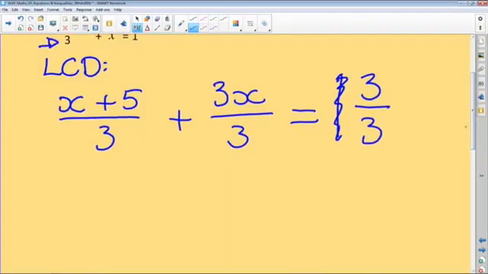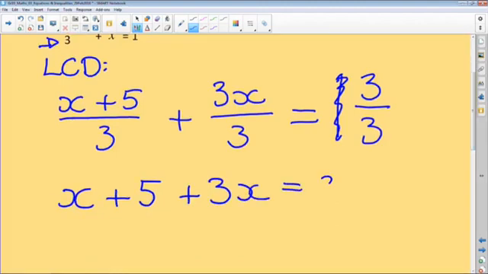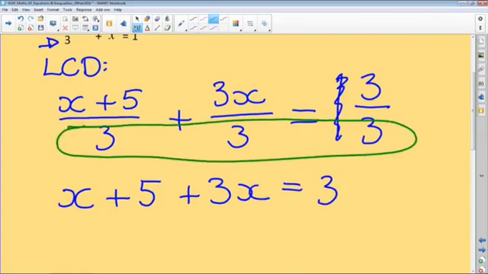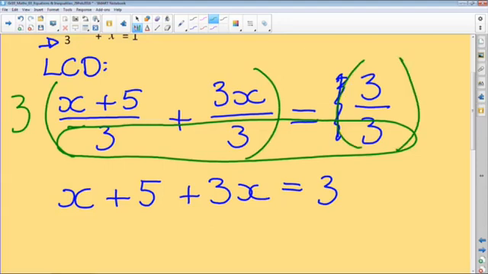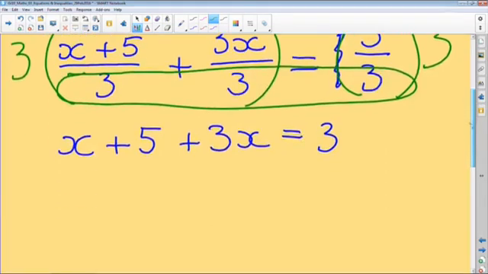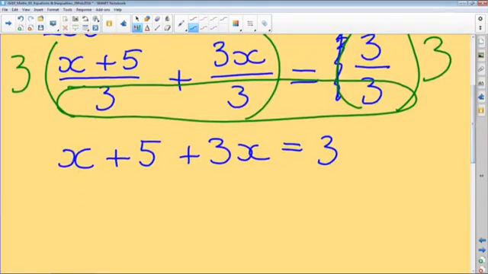So, in this dropping the denominator, it would change to x plus 5 plus 3x equals 3. And the reason we can do this is because we have the same denominator the whole way across the equation. What we've actually done is we've multiplied both sides of the equation by 3, and that has got rid of the denominator.